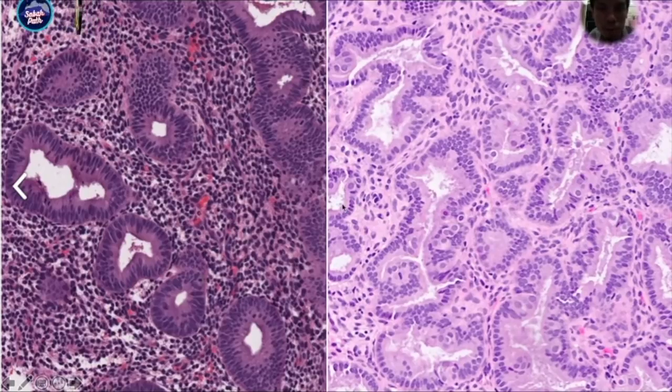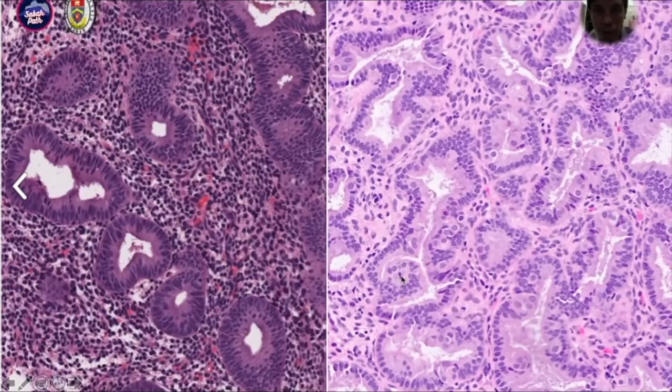as opposed to endometrial hyperplasia. You can see on the right side here, there is a prominent proliferation of endometrial glands with reduction of endometrial stroma. This is the endometrial stroma. The space is reduced, meaning the gland to stroma ratio is increased, and you can see here the number of mitoses is also increased.